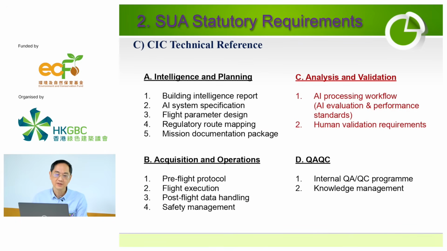And finally, the CIC technical reference will include A, the intelligence and planning, and B, acquisition and operations. This already exists in the CAD requirement. And then we will have D, QA and QC. But here, C is the new one: the AI processing workflow and human validation requirements.